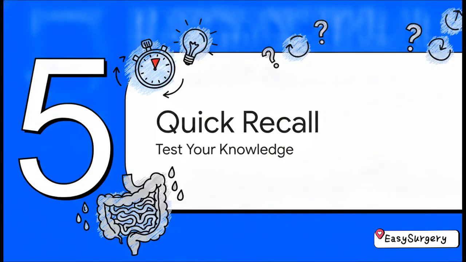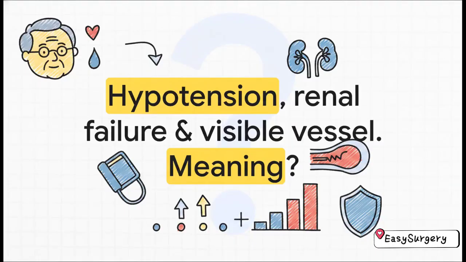Finally, Section 5, quick recall question. Let's see how much you retained. Consider this scenario carefully. An elderly patient comes in with upper GI bleeding. They have hypotension. They have a known history of renal failure. They undergo an endoscopy, and the doctor notes a visible vessel. Take a second. Think about what categories we are hitting here and what that means for our patient's management.